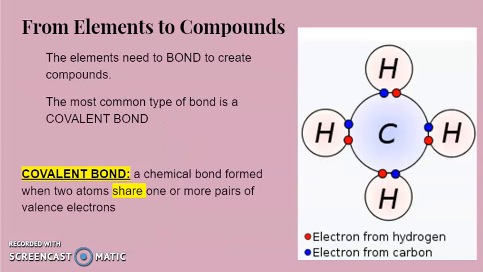So the elements need to bond. We talked about chemical bonds in the last lesson, but they need to bond in order to create compounds. Now, the most common type of bond is called the covalent bond. The important thing to know, as it's highlighted, is that a covalent bond is where two atoms share, I'm going to say that again, they are sharing one or more pairs of valence electrons. So the chemical bond that is formed when a covalent bond is forming is this sharing of valence electrons. And you can see it right here where the carbon is sharing the valence electrons with the hydrogen.